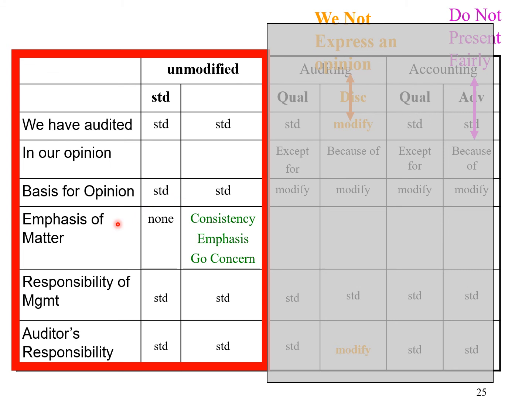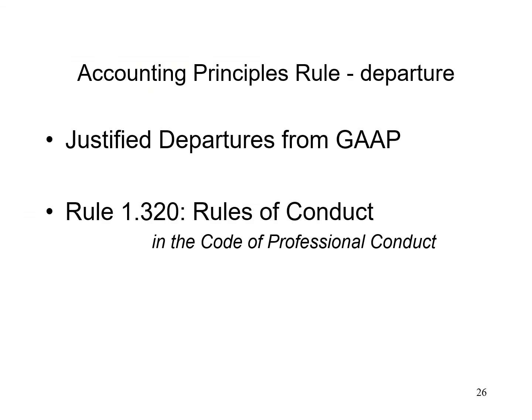The three issues we covered were consistency, where they used different accounting principles this year than last year; emphasis of matter, because there's probably going to be a big lawsuit; and going concern, because they're probably going to go bankrupt. Management's responsibility section never changes, and when we're issuing an unmodified report, the auditor's responsibility section doesn't change. So this is just Tad's little reminder of what's going on here.